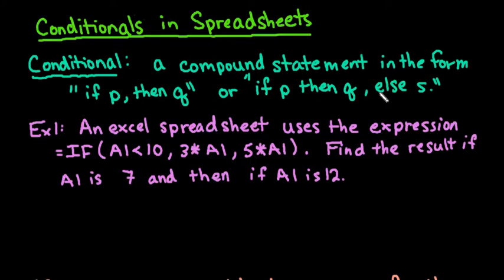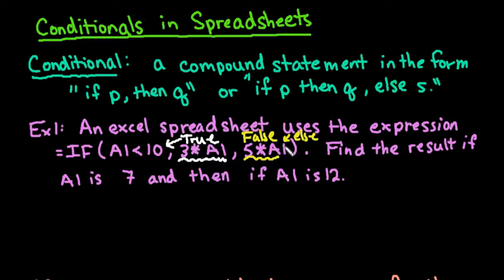A spreadsheet often uses this to do calculations that an accountant would do, or different formulas for different scenarios. So the format that you have is something like this in example 1. An Excel spreadsheet uses the expression equals IF A1 is less than 10. If you have a value that is less than 10, if this is a true statement, then it tells you to use 3 times A1. If it's a false statement, this would be the else part. So this would be: if A1 is less than 10, then do the 3 times A1, or else, if it's a false statement, then you would use this formula.